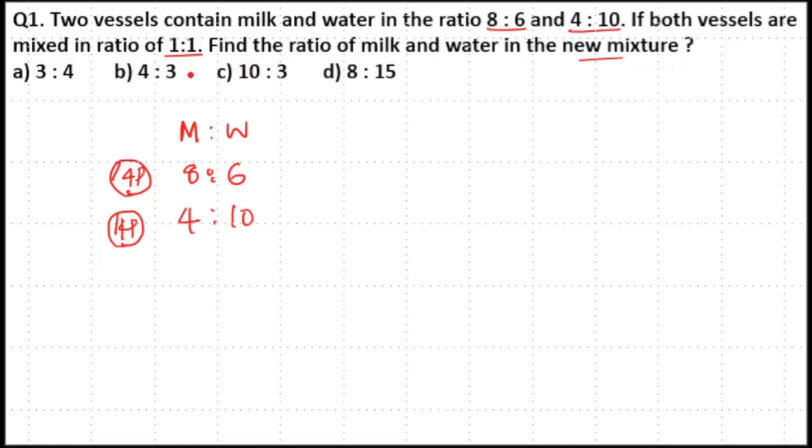And here, if both the vessels are mixed in ratio 1:1, means into 1, into 1. Since the parts are equal in both the ratios, you can directly add the ratios together to get the new ratio in the third vessel. So 8 plus 4 is equal to 12 parts and 6 plus 10 is equal to 16 parts. If you cancel it with 4, 4 into 3 is 12, 4 into 4 is 16. So 3:4 is the new mixture ratio. So option A is your answer.